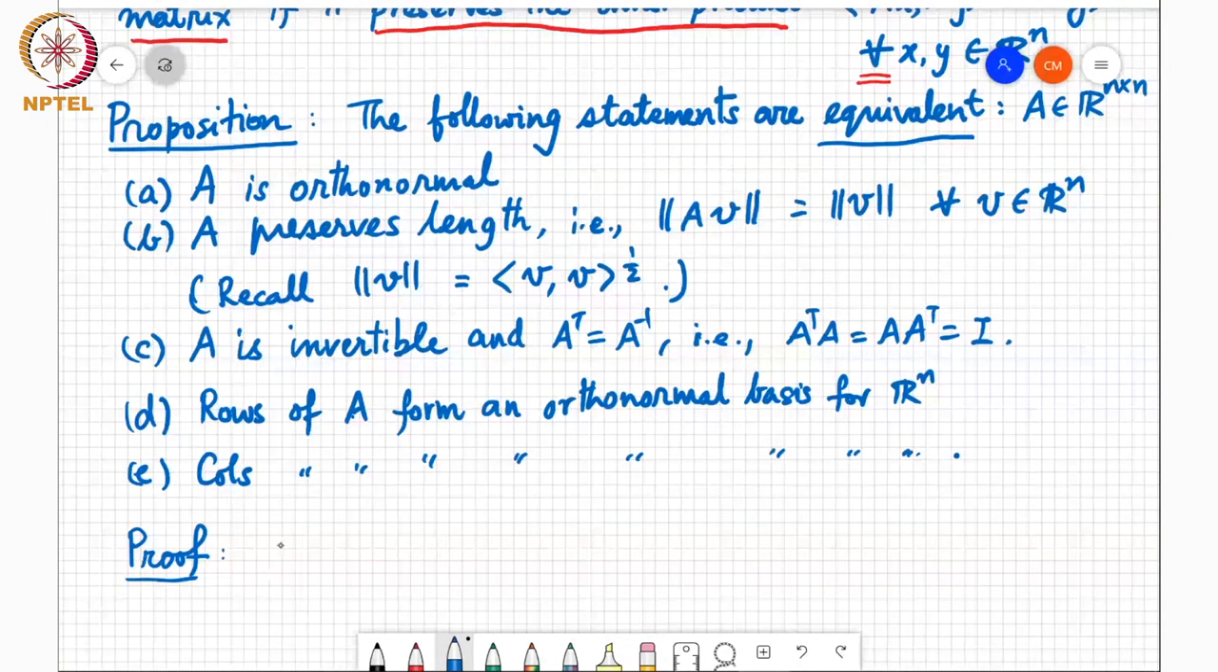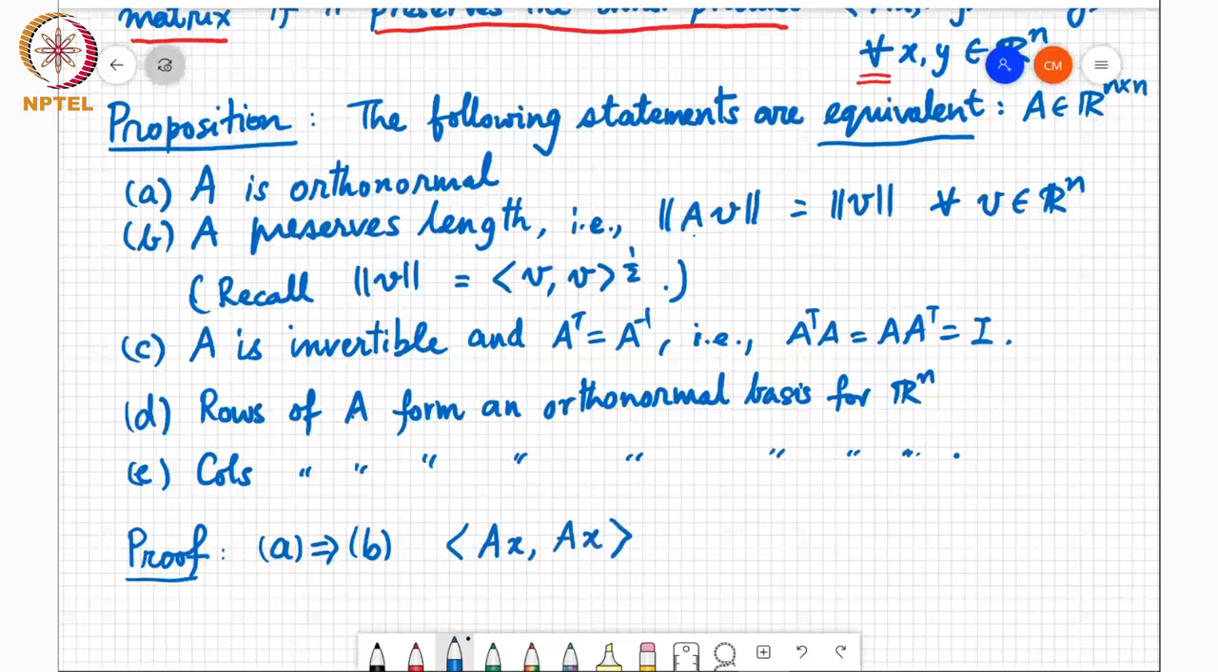So first we'll tackle A implies B. So we want to show that if A is an orthonormal matrix, then it preserves the length, meaning that for any vector V, the length of V is equal to the length of the transformed version of V, which is AV. And vice versa. If A preserves length of every vector in R to the n, then A must be an orthonormal matrix. So, to show first A implies B, an orthonormal matrix implies that it preserves the length, what I need to do is I just need to consider the inner product between AX and AX.